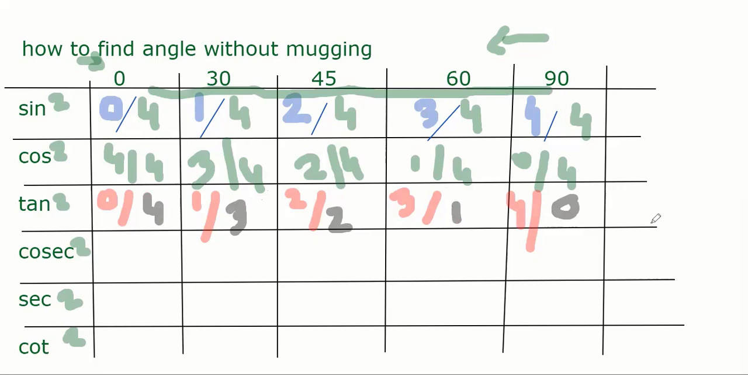It's all symmetry, guys. If somebody says what is tan 0? 0 by 4, so 0. What is tan 30? 1 by 3 का square root, so 1 by root 3. Tan 45. 2 by 2 means 1, so tan 45 is 1. Tan 60. 3 by 1 मतलब 3, so root 3. Tan 90. 4 by 0, undefined. That's it, not defined, undefined. Divide by 0 is undefined, that's it.